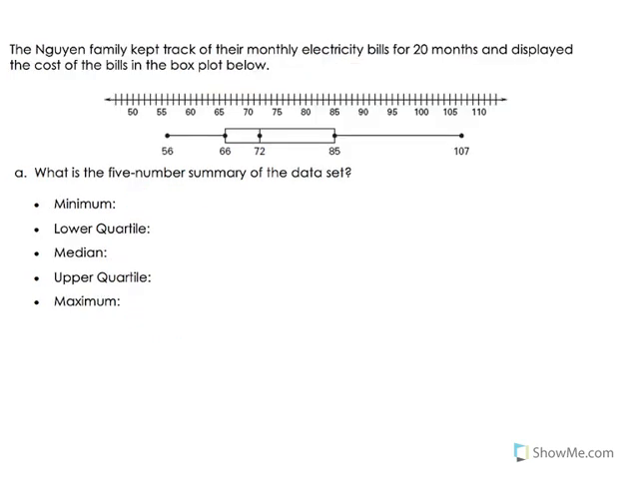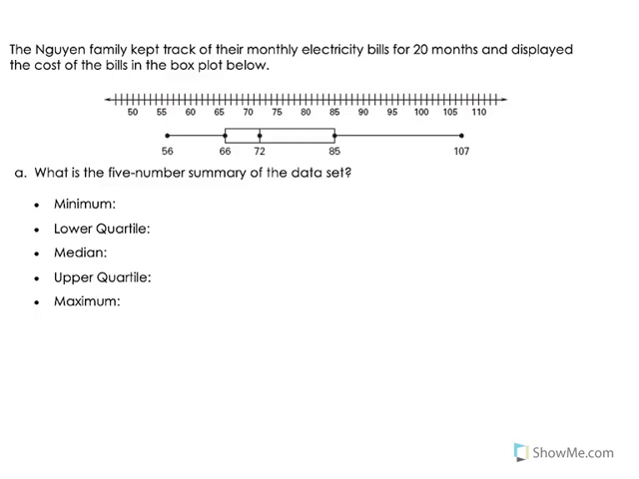Looking at this second example, it says the Nugent family kept track of their monthly electricity bills for 20 months and displayed the cost of the bills in the box plot below. The main difference that I notice here is that the number line is above my box and whisker plot, which is completely okay as long as I can identify what value lines up with the parts of my display, which it does here.